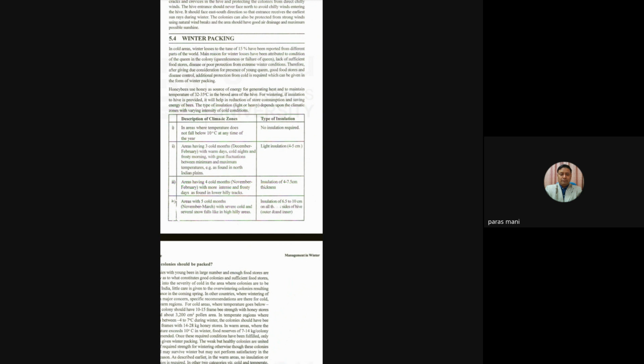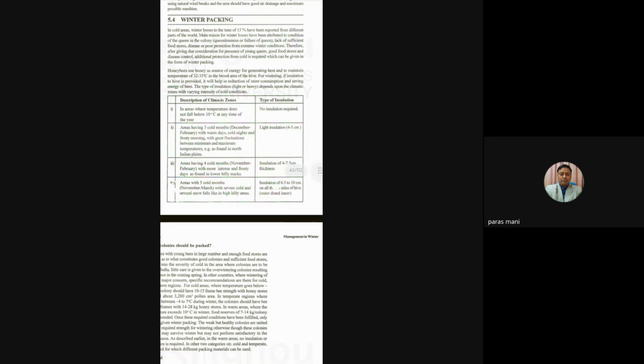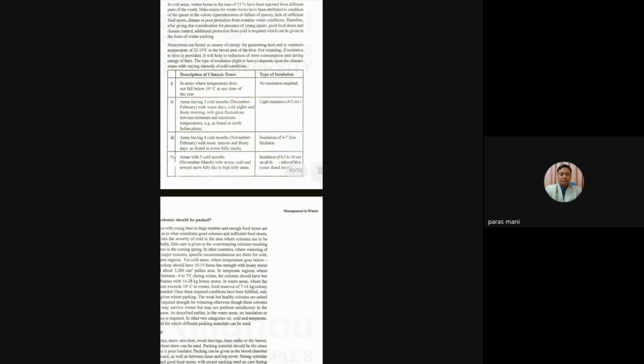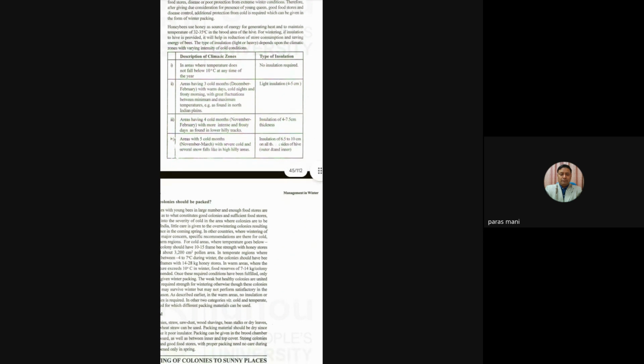where the area doesn't fall below 10 degrees Celsius, there is no insulation required for the box. Only packing is enough inside the box. Having 3 cold months, December to February, light insulation must be given, and with more than 4 months, insulation of 4 to 7.5 centimeter thick must be given. Around the box, this insulation must be given to avoid the overwintering.